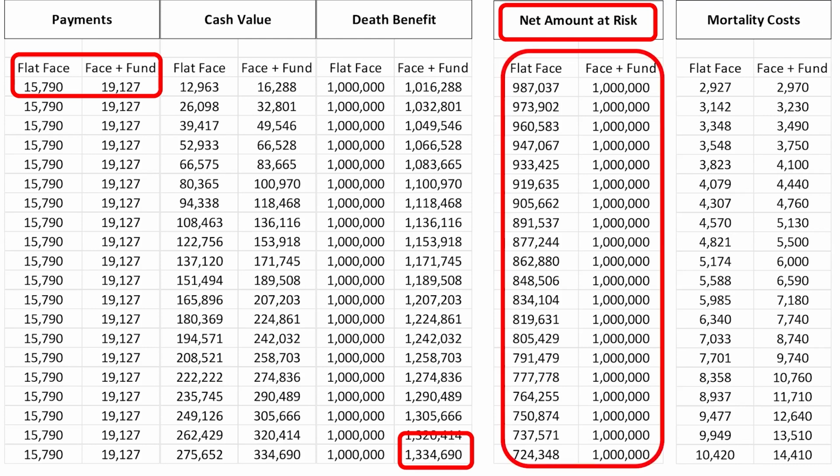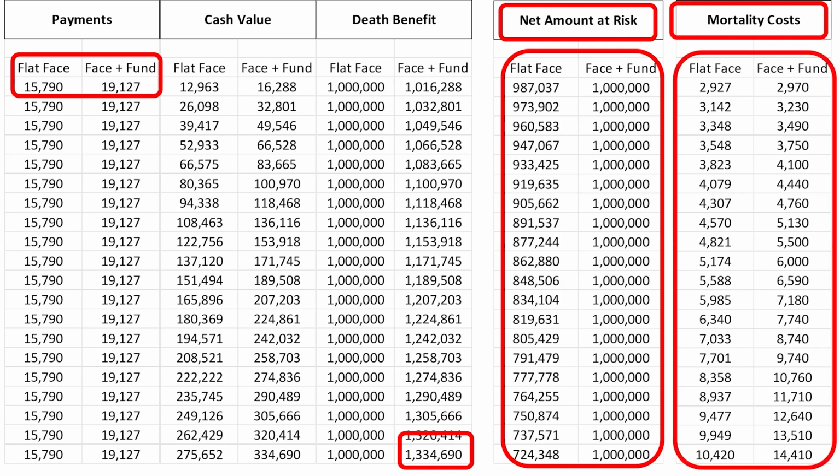And if you look at mortality costs, you can say, wait, face plus fund is full pop. Flat face gives you these discounts. And if you add the flat face up and the savings on mortality costs, you're paying about $100,000 less in mortality costs.